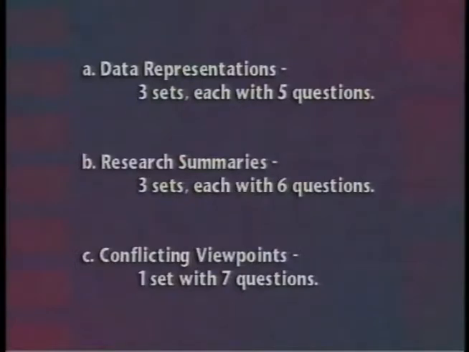Research summaries contain short summaries of related experiments. There are usually about 3 research sets, each with 6 questions. Conflicting viewpoints consist of 2 or more statements by scientists on a particular subject. There will be 1 problem set with 7 questions. There are 4 answer options to each question in the science reasoning test. The options will be labeled either A, B, C, D or F, G, H, J.